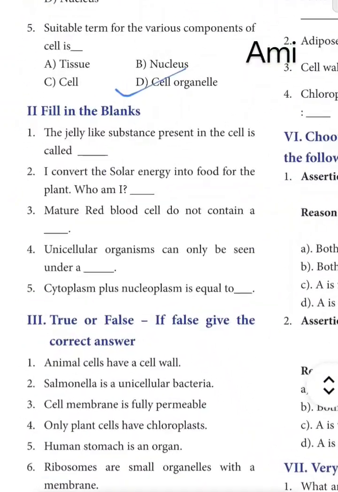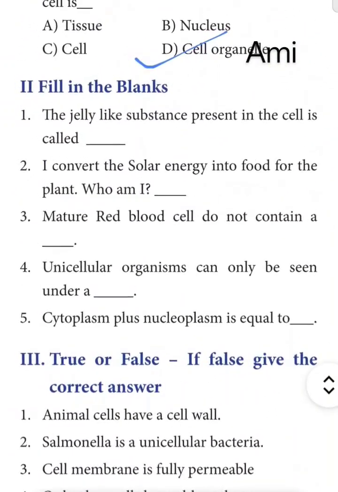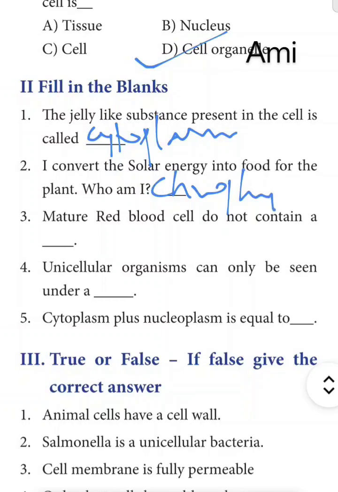Now, fill in the blanks. The jelly-like substance present in the cell is cytoplasm. I convert the solar energy into food for the plant. Who am I? Chlorophyll. You can write it as chloroplast, because chlorophyll is a pigment. You can write it as chloroplast.